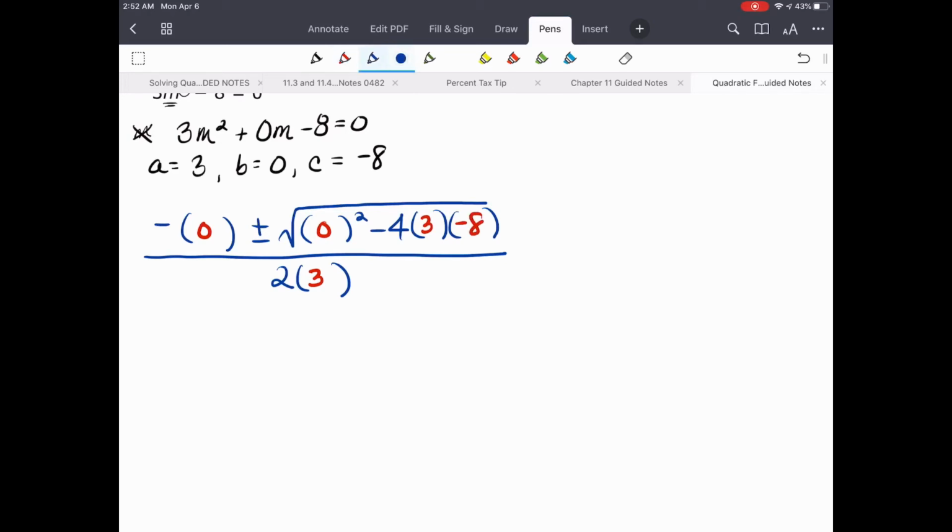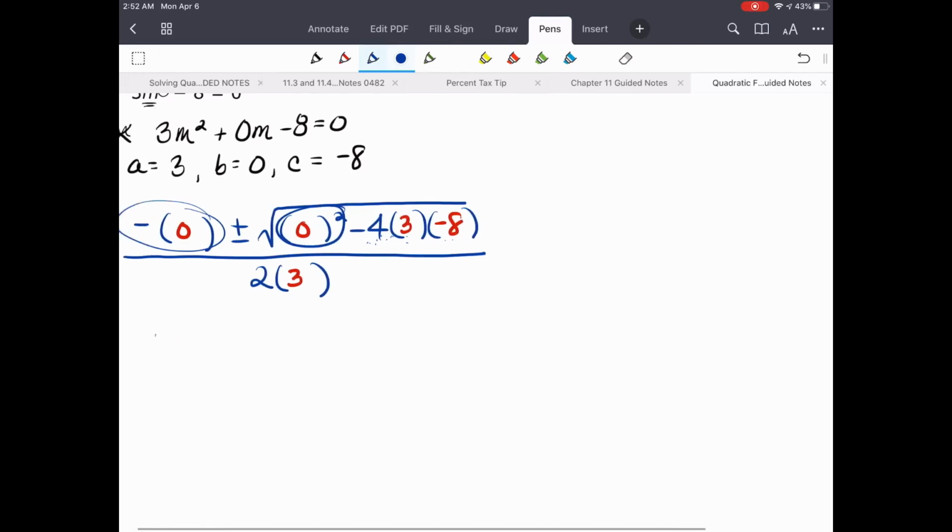Like I said before, just try to get this into simplest form as much as possible before you start plugging stuff into your calculator. So there's no such thing as negative 0, so that just goes away. 0 squared is just 0. So now what I'm left with is negative 4 times 3 times negative 8. Well, a negative times a negative is a positive, so I know that's going to become positive. So I've got basically 4 times 3, which is 12. 12 times 8, which is 96.